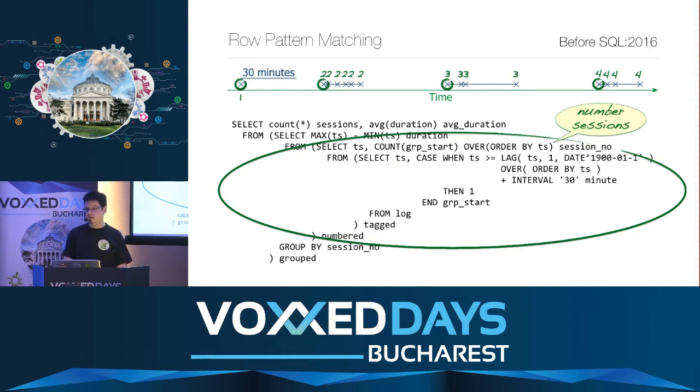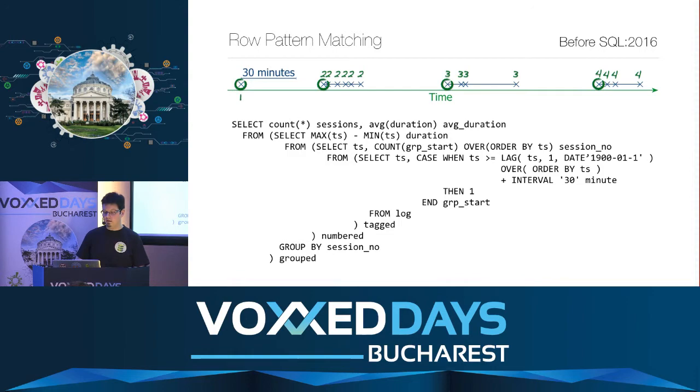Then instead of first, last, I'm now using min max to get the first and last timestamp to do the duration. And then I can do the average. So I have here 4 levels of queries. 4 times nested, 4 times select, as opposed to the previous one. And I can tell you this one is not faster than the other one.